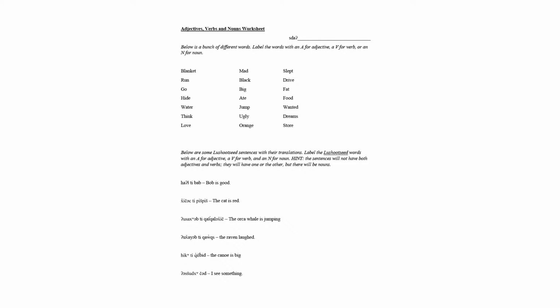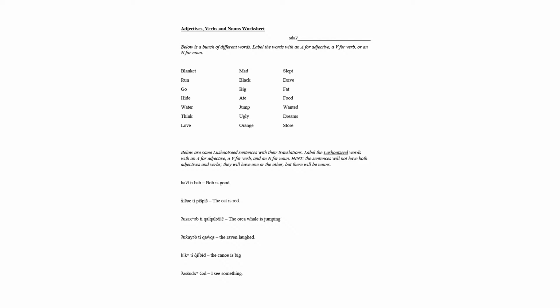So we could start out by saying, what is the noun? Bob. What is good? An adjective in this section? Adjective. Yep. So what would it be? Because it said there's not going to be both. So you're just labeling the adjective. Okay. The cat is red. Adjective. What is the adjective? Red. A. What is the noun? The cat.